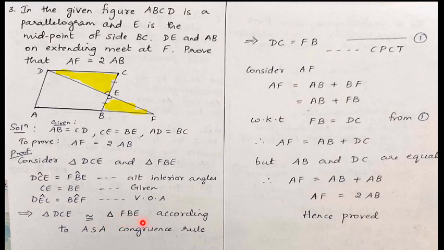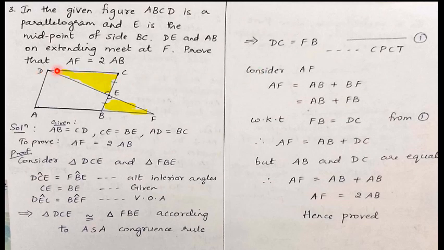So after proving the congruency, you can write the other corresponding pairs as equal according to CPCT. So DC, that is this side DC, will be equal to BF or FB according to CPCT. Now consider this line segment AF. AF has two parts, AB and BF. So AF will be the sum of these two line segments. So we can write AF is equal to AB plus BF. BF or FB both are the same. Now we know that FB is equal to DC. Just now we have proved it here.